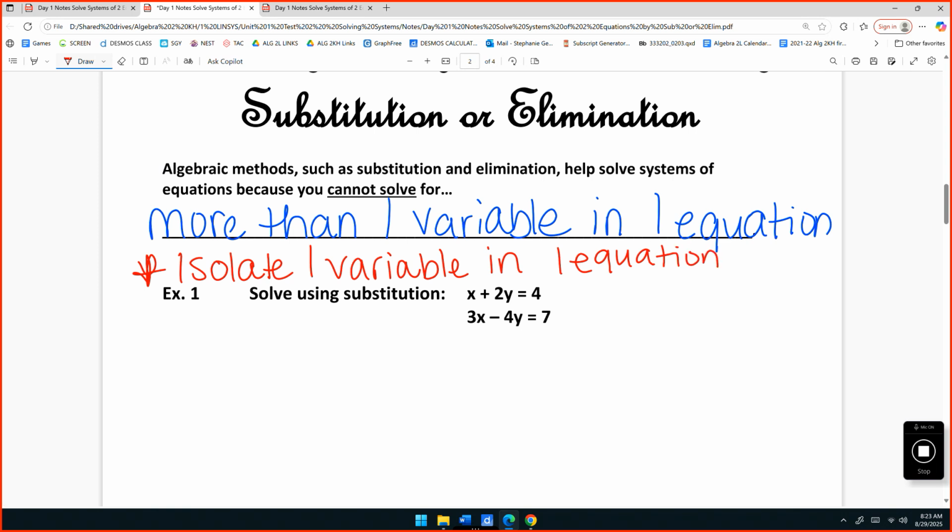And that one variable that you're isolating is kind of like the sick teacher who needs a sub, right? So you can look at your two equations, and we're going to pick which variable is easiest to isolate. x in the first equation, because there's no coefficient. So I'm going to get x by itself in this first equation. All we need to do is subtract 2y. So now I have x equals 4 minus 2y, or negative 2y plus 4, doesn't matter.